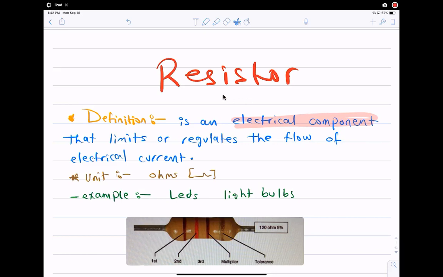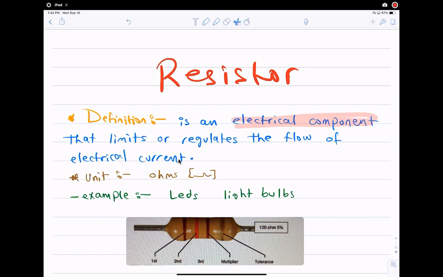What is a resistor? A resistor is an electrical component, has this shape, and this shape has different colors. Those colors would determine the value of the resistance. So it's an electrical component that limits or regulates the flow of electrical current.